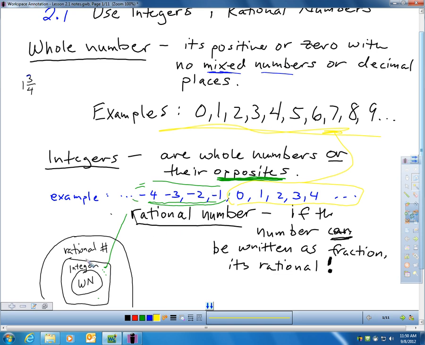And then rational numbers are any numbers that you can write as a fraction. Well, whole numbers and integers are all rational because every one of these can be written as a fraction by simply putting it over 1, like 7 over 1. I just made it into a fraction.